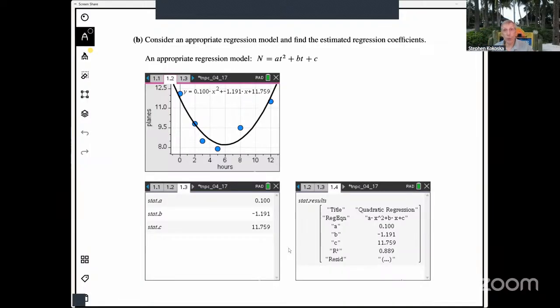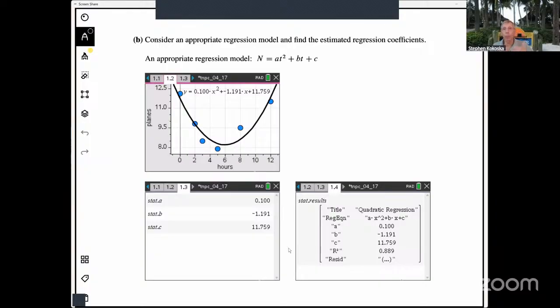N is equal to AT squared plus BT plus C. And of course, what we want to do is try to find those constants A, B, and C. This again is very easy on the TI-Nspire. From that graph screen, I can ask the calculator to find that quadratic regression equation, and there it is.